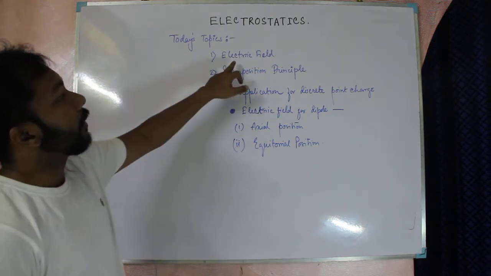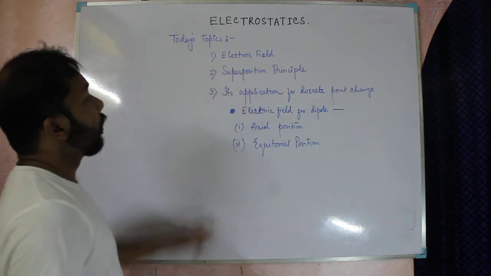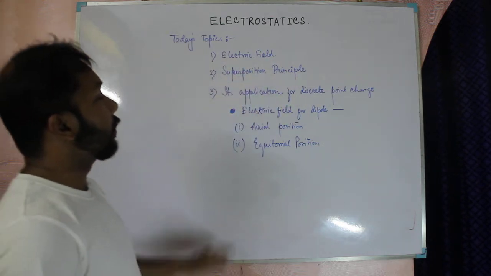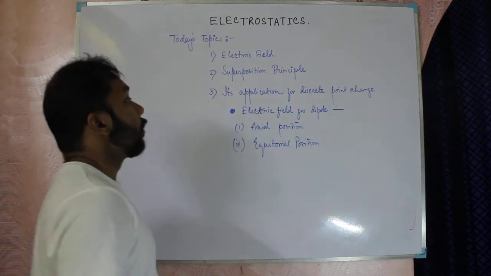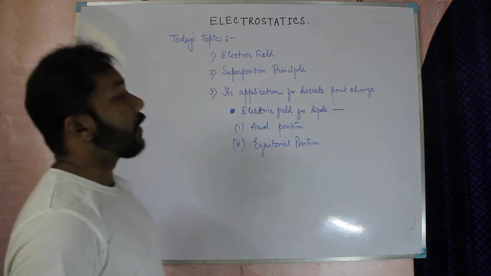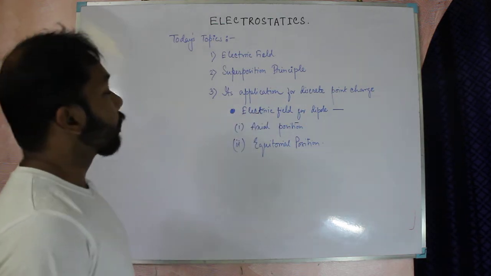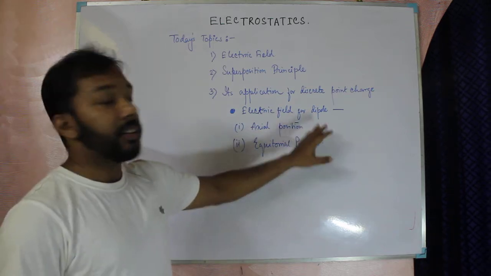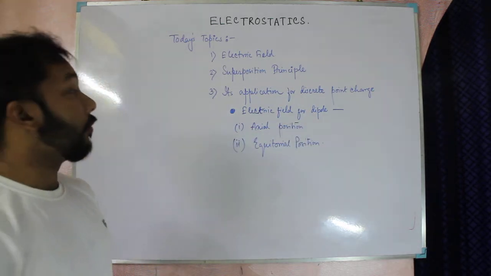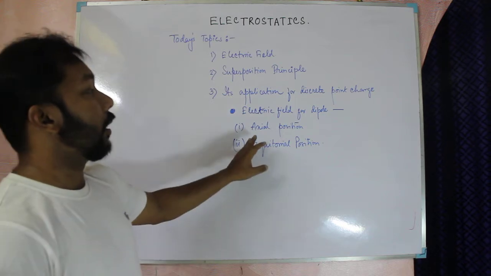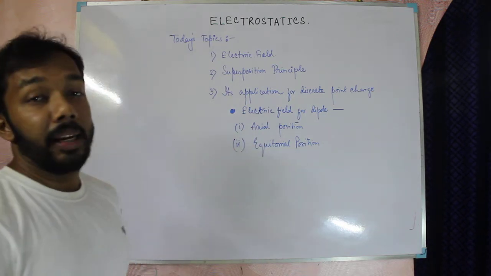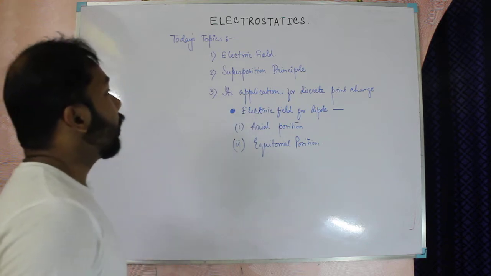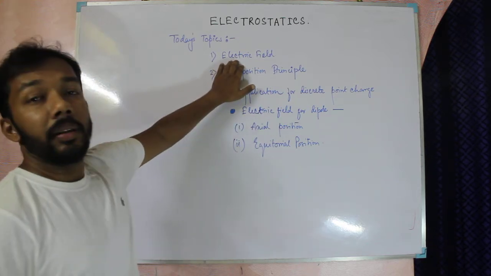You can see here it is electric field, then we will go to the superposition principle, and we must also learn the application of that superposition principle. Within that application we need to know what is electric dipole, and we have to find the electric field for the electric dipole in the axial position and the equatorial position. So this is all about today's class. Let us start from the very beginning, electric field.